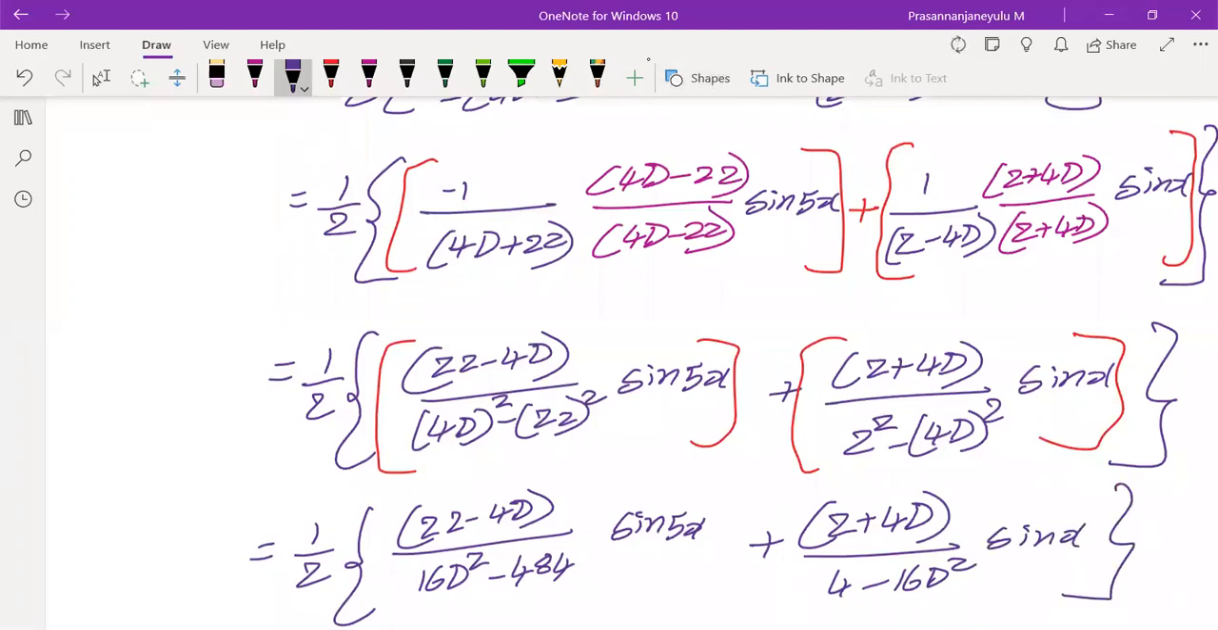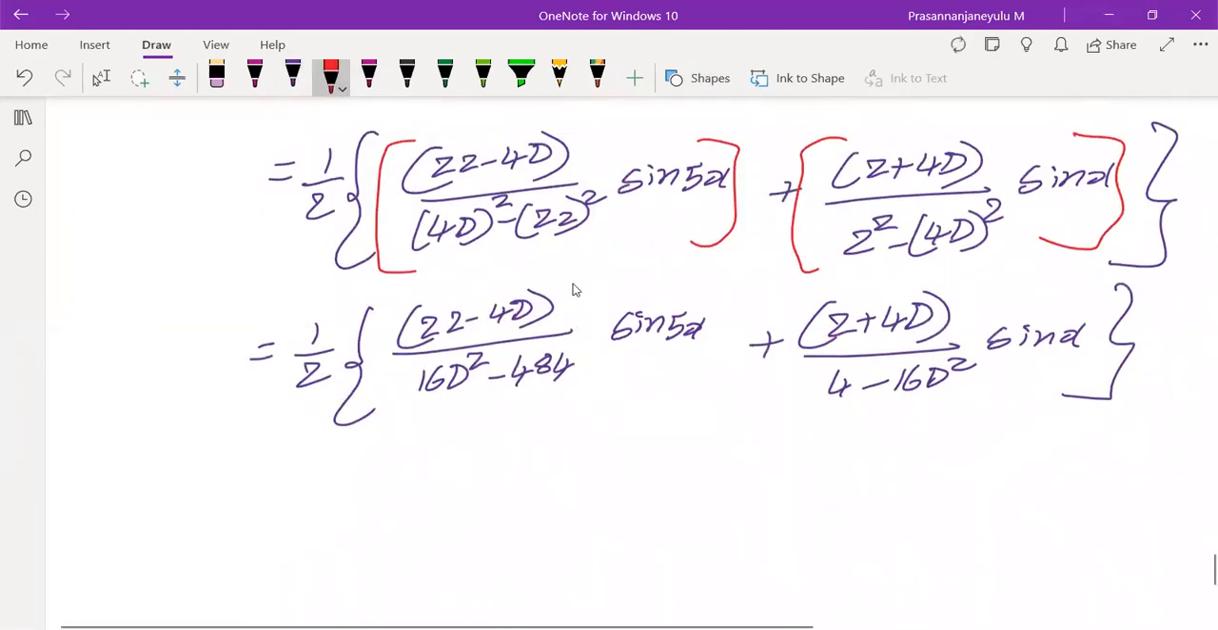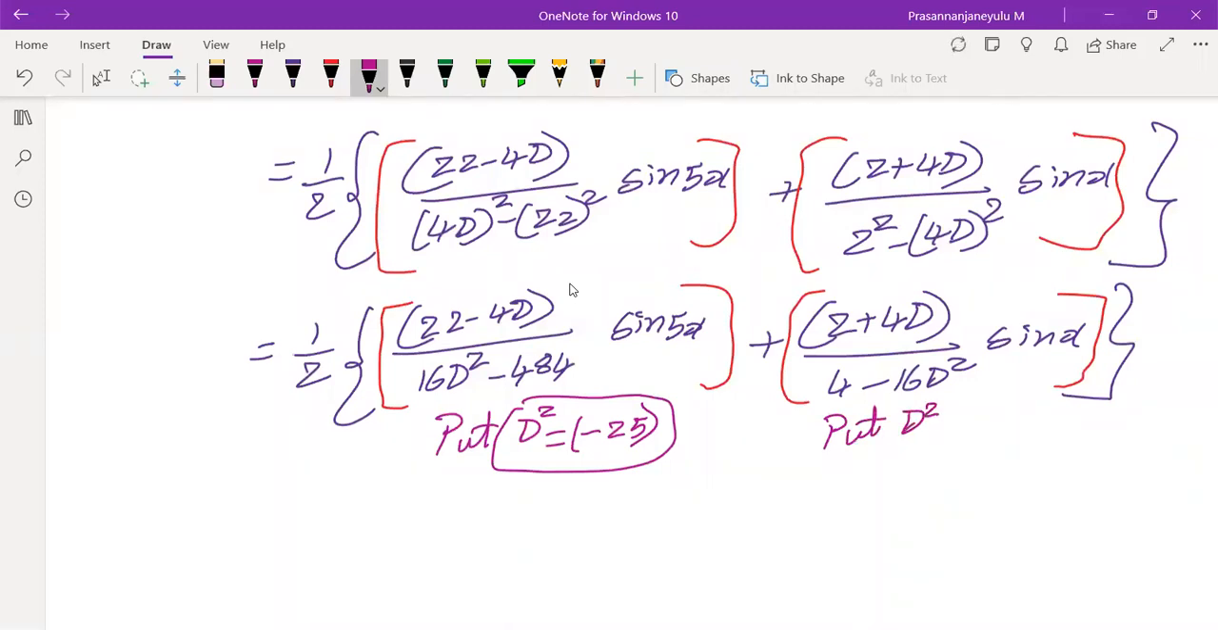Now, according to our discussion, what do we have to substitute here? In the first term, we observe this is in the form of 1 by f of D square of sine 2x, type 2, and the second term is also in the form of type 2. So we have to put D square equals to minus 5 square, which is minus 25, in the first term. In the same manner, we have to substitute in the second term, put D square equals to minus 1 square, which is minus 1.